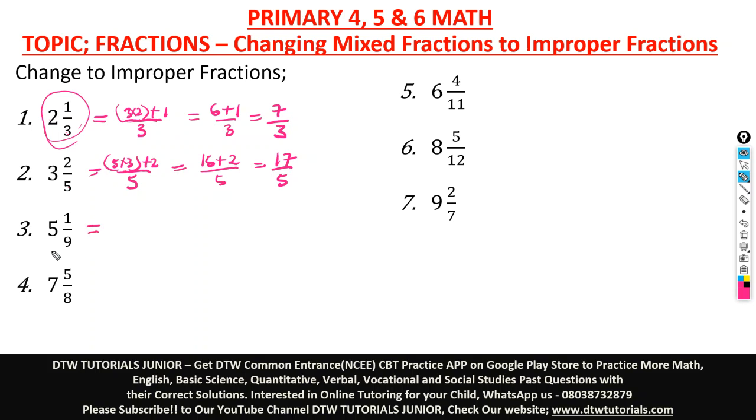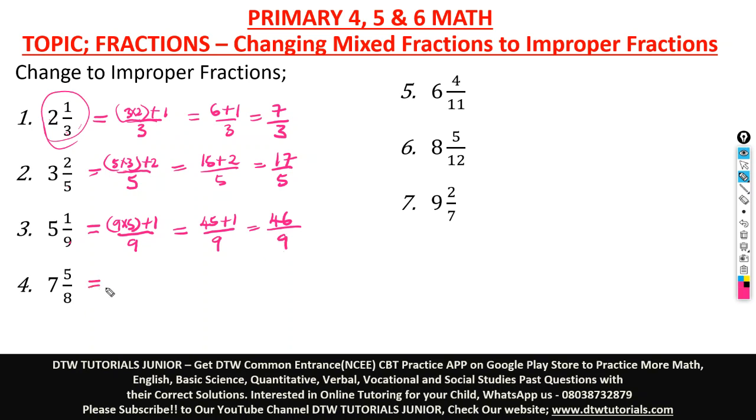Okay, now let us do this. So we draw our division sign, we put our denominator as 9, then we do 9 times 5 plus 1. Do you see that? And what is 9 times 5? That is 45. Then plus 1. What would that give you? 46 over 9. Do you see that?